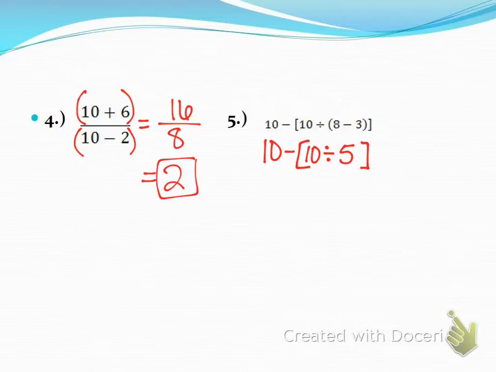Okay, now what do I need to do? You got to do it inside of the bracket. Do inside the bracket. So 10 divided by 5 is 2. So I kept the front part of the problem the same and replaced the brackets with a 2. My last step is 10 minus 2, and that gives me 8.